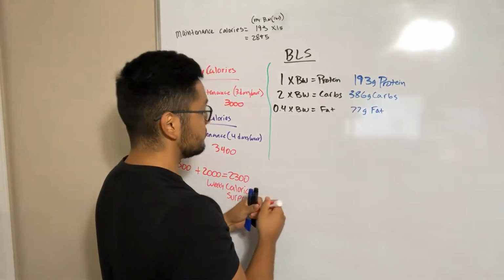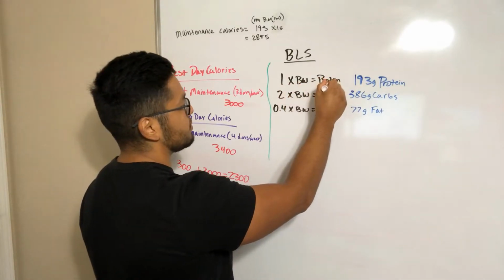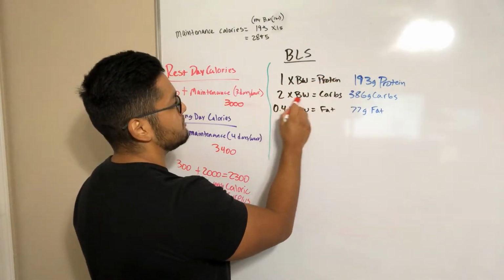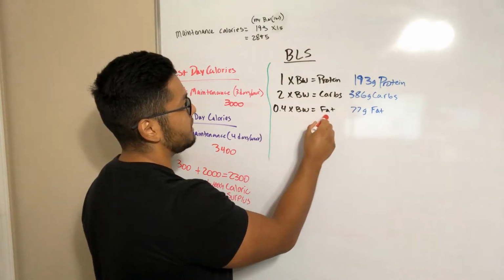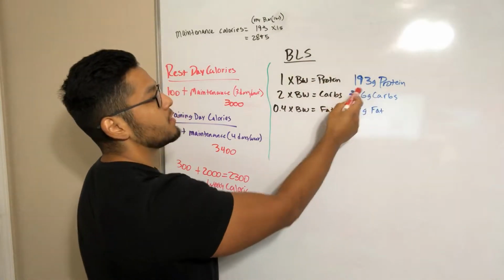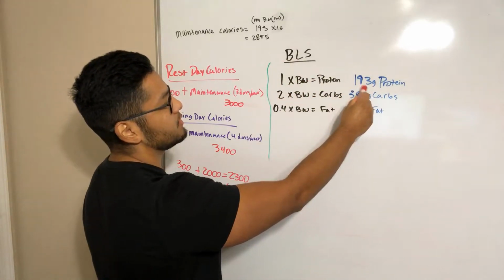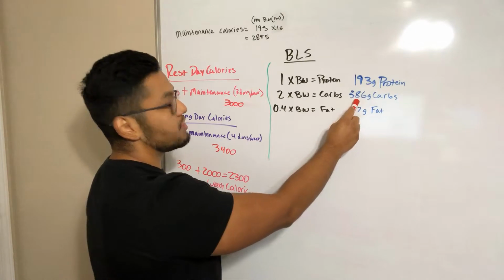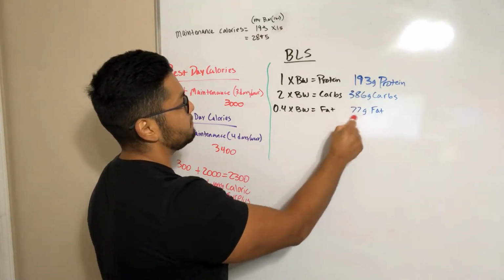So you would do 1 times your body weight for protein, 2 times your body weight for carbs, and then 0.4 times your body weight for fat. I already did the math here: 193 times 1 is 193 grams of protein. Multiply that by 2, that's 386 grams of carbs, and then 77 grams of fat.